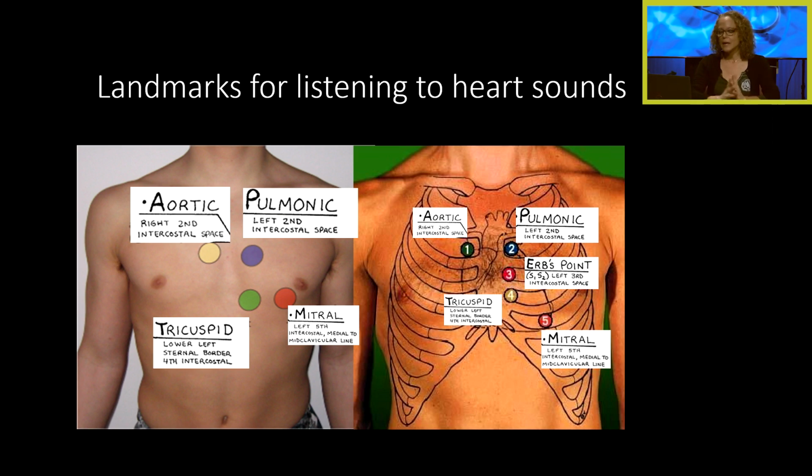So here we can see an image of what it would look like on the chest, where we would be placing our stethoscope to listen to the aortic valve, the pulmonic, the tricuspid, and the mitral. You can see them labeled there. And then we can also see on the other image the ribs, the intercostal space, and where we would be putting our stethoscope to listen at that midclavicular line in the fifth intercostal space.